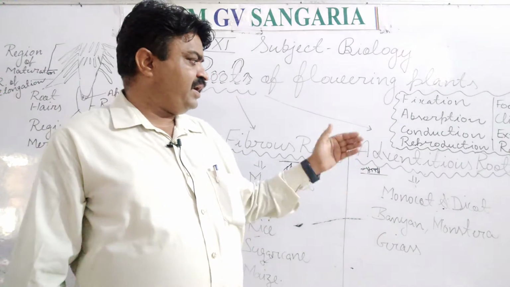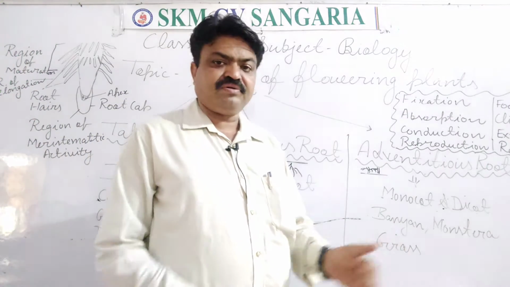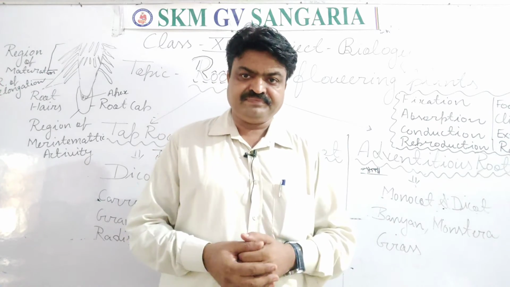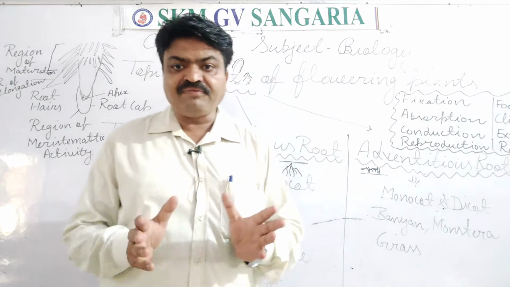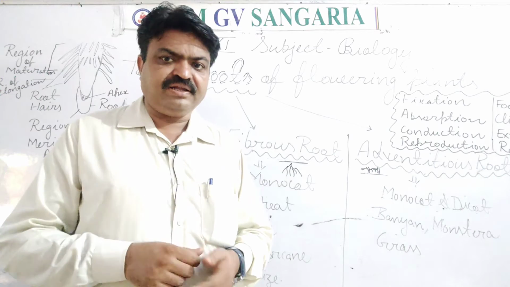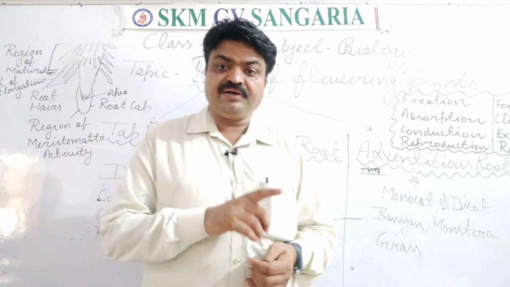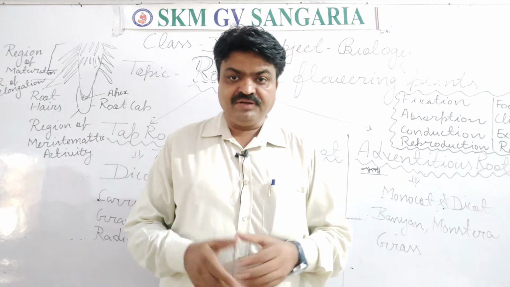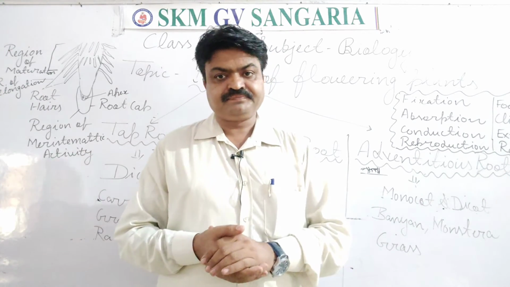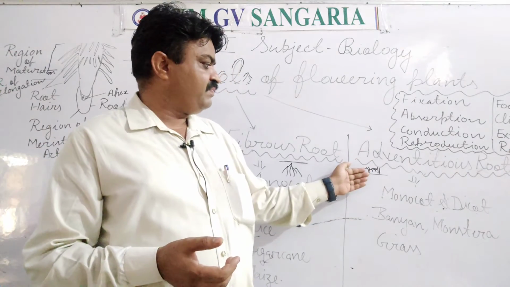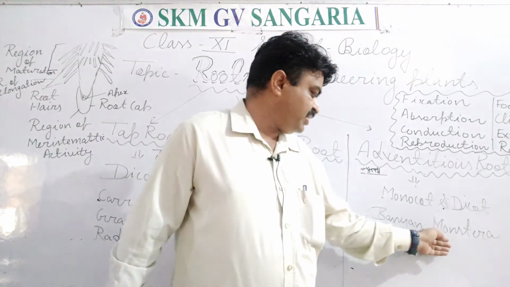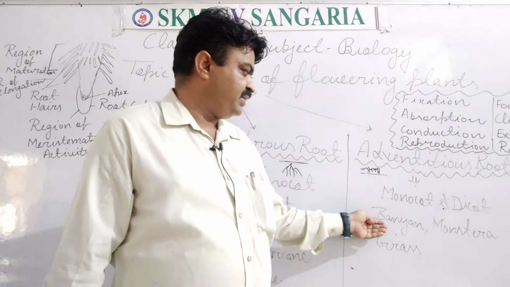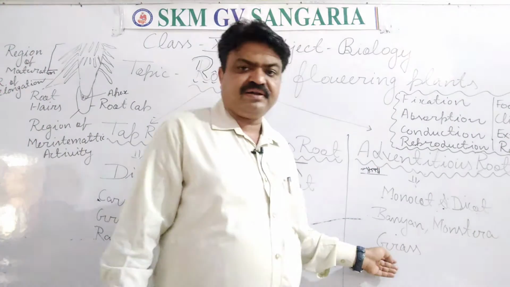It is found generally in the monocot, but sometimes it is also found in the dicot, like the banyan tree. Banyan tree has aerial roots, and those aerial roots help the banyan tree in respiration, and they also support that plant. So this adventitious root is found in banyan, monstera and grass.